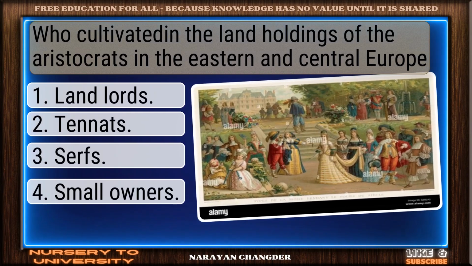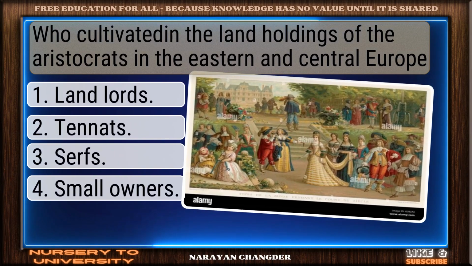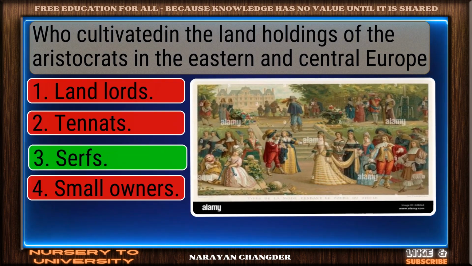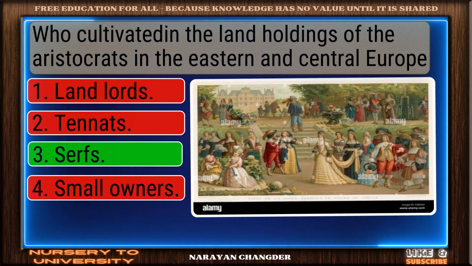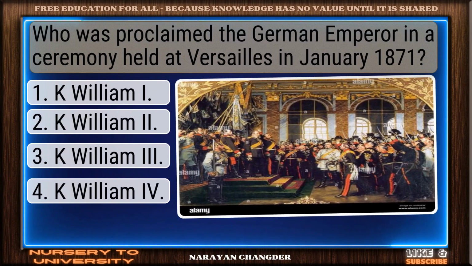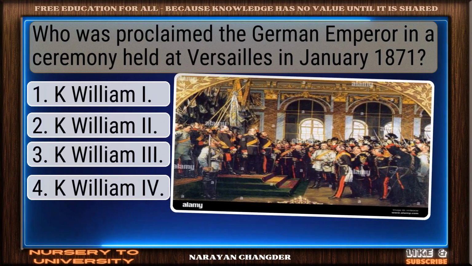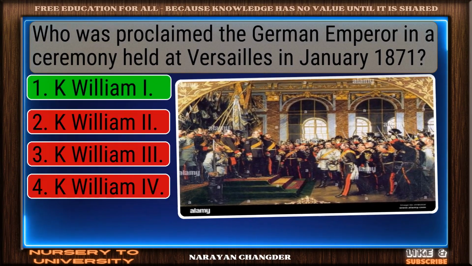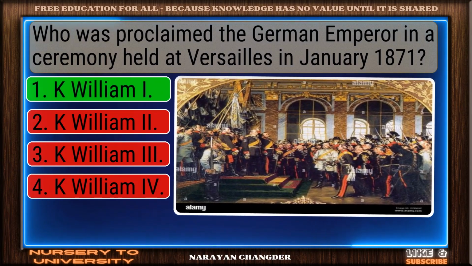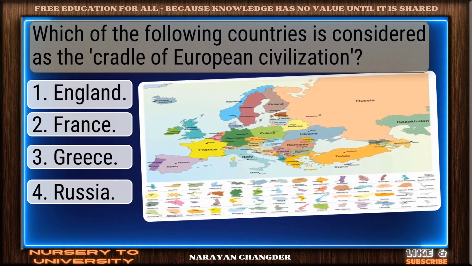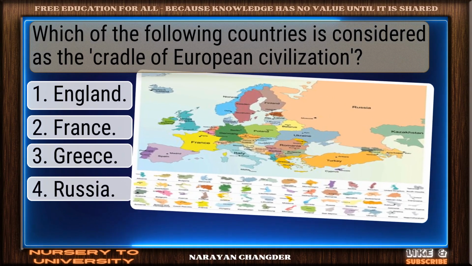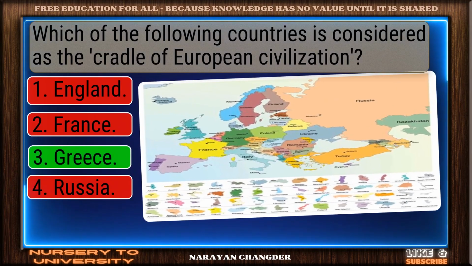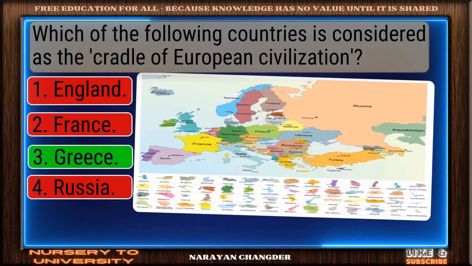Who cultivated in the land holdings of the aristocrats in Eastern and Central Europe? Exactly. Serfs makes sense. Who was proclaimed the German emperor in a ceremony held at Versailles in January 1871? Smart pick. Kaiser William I is correct. Which of the following countries is considered as the cradle of European civilization? Great thinking. Greece is right.